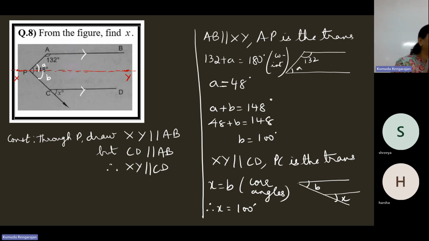Through B draw, and you must give a name to that line: XY parallel to AB. Then AB is parallel to CD, already given. So these two are also parallel to one another. This is already parallel to this. By construction, this is parallel to this. So this one is also parallel to this. XY parallel to CD.